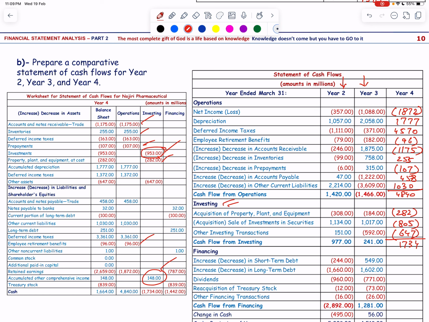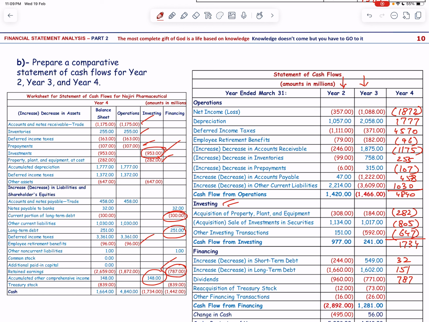Next we go to the financing activities. For the financing we have notes payable 32. Then we have 151, and this 151 is the long-term debt. Now from this 251 we have to subtract the current portion of the long-term debt. So that is equal to 151, and then we have the dividends of 787.